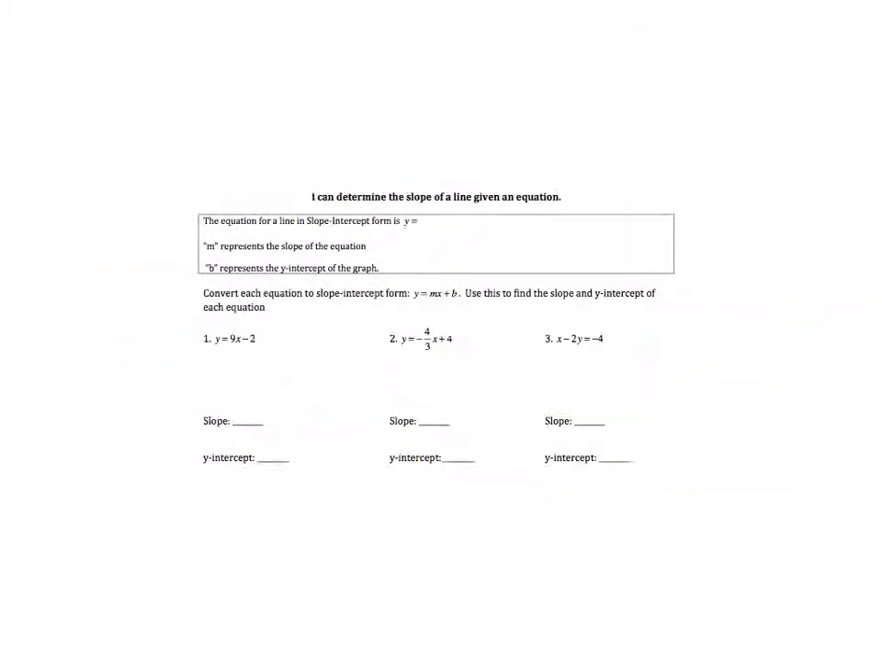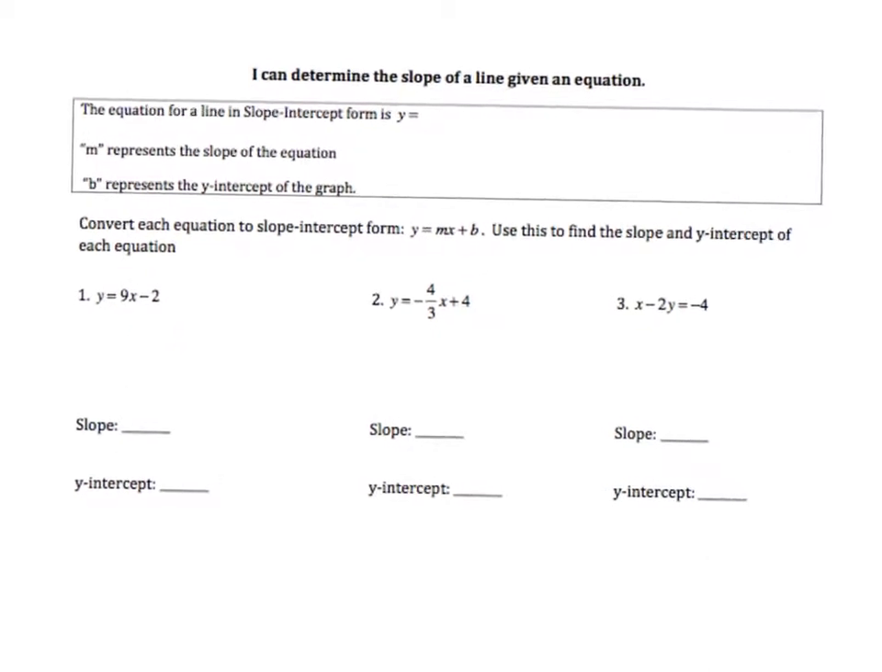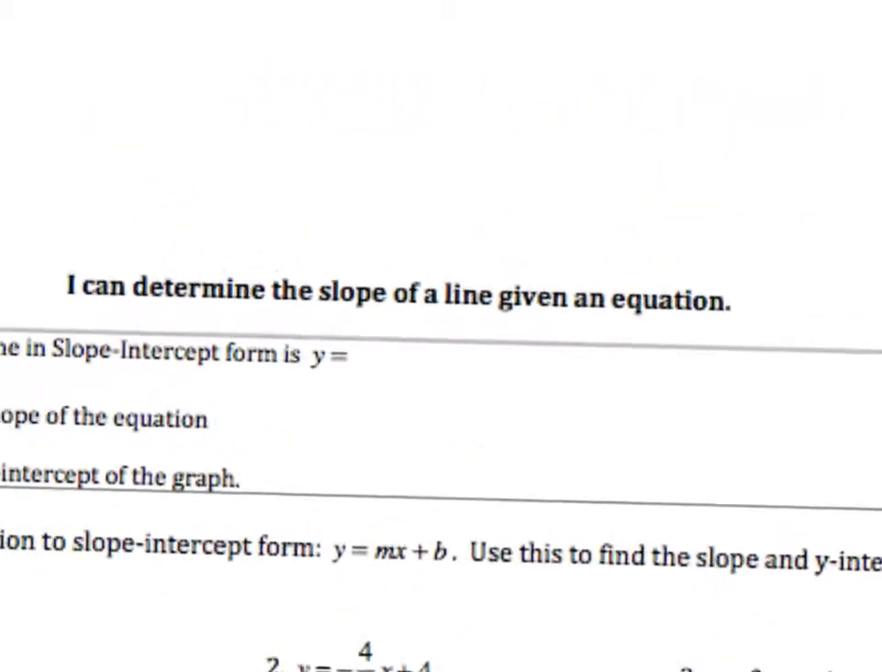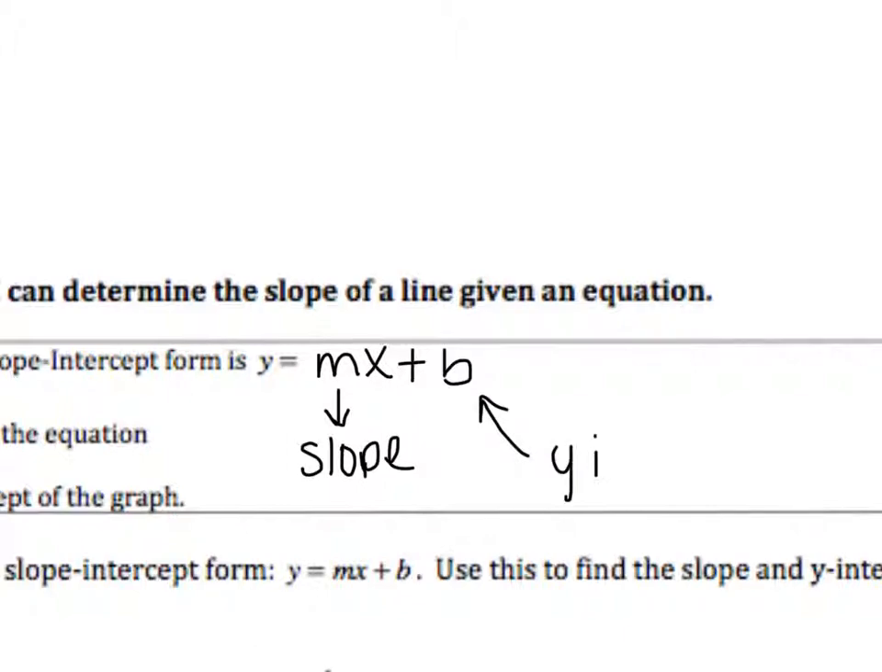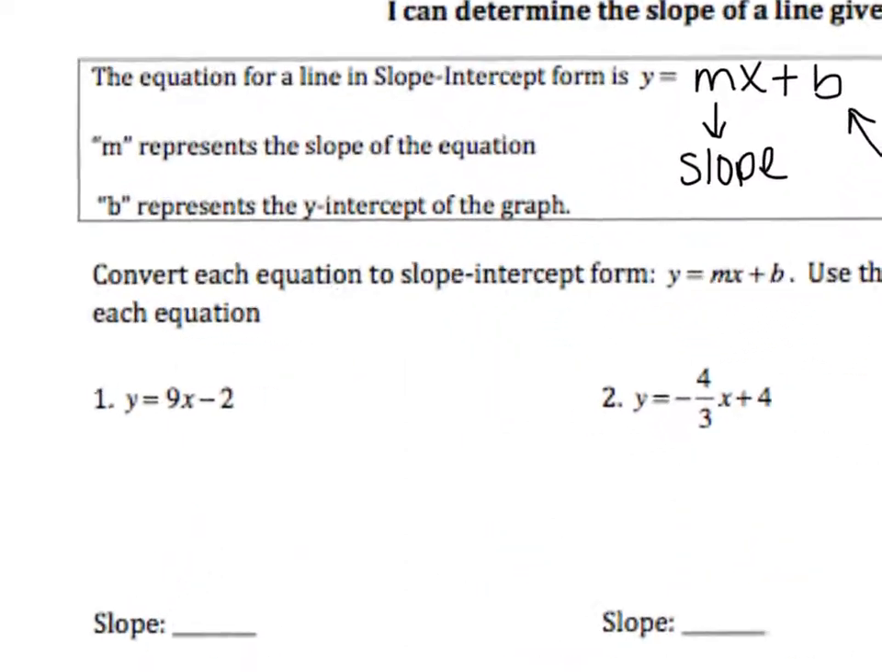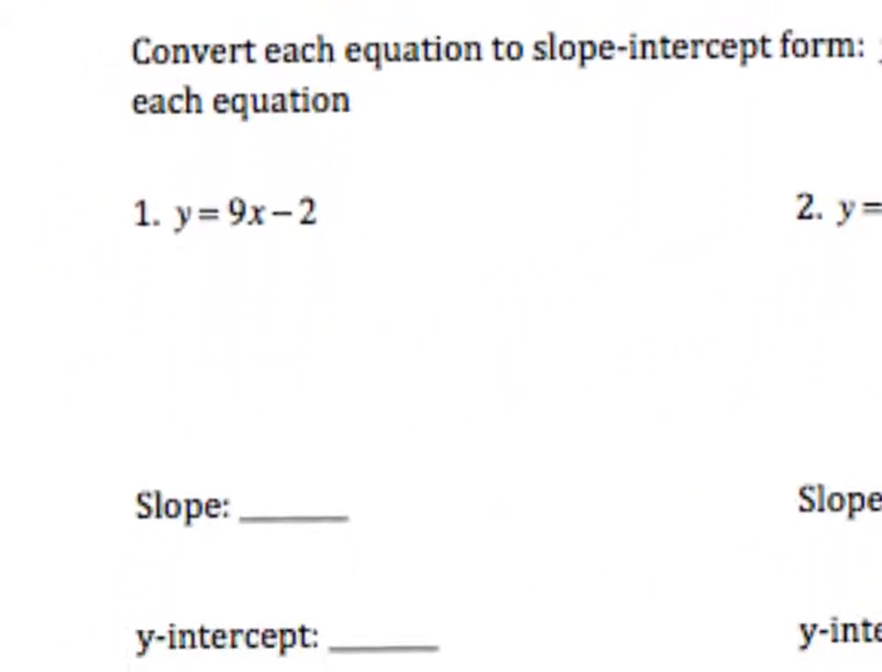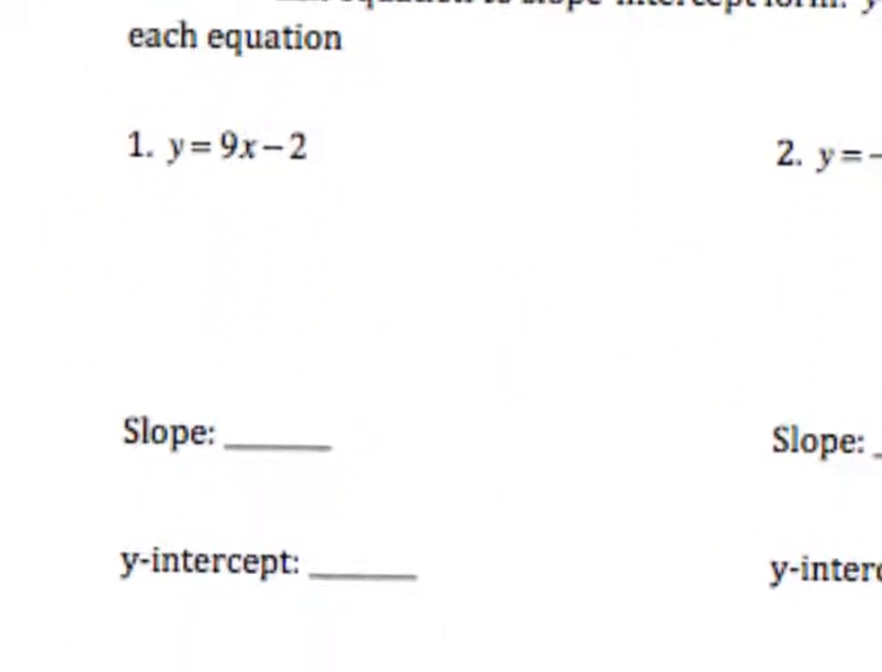Okay, now going on to the next part of the level 2s: I can figure out a slope from a given equation. So remember from last objective we talked about this form of y equals mx plus b, where m represents the slope, x is just x, and b is the y-intercept. Okay, so we can tell a lot of things from an equation. You always look at the number in front of the x to determine what the slope is.